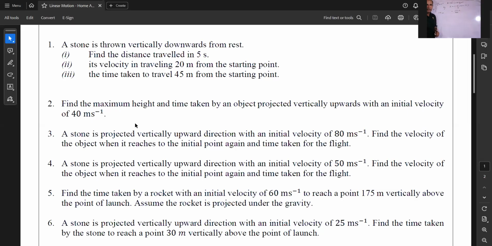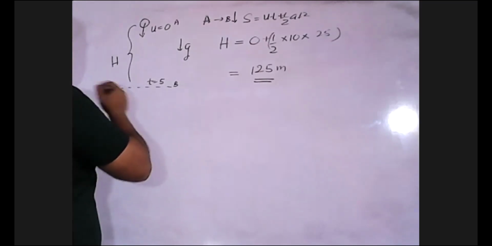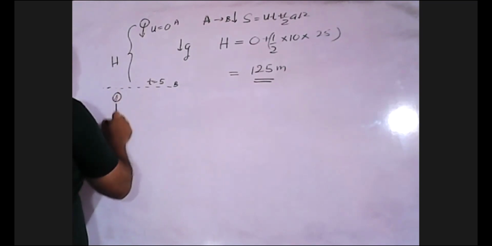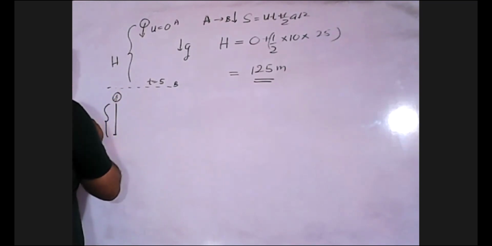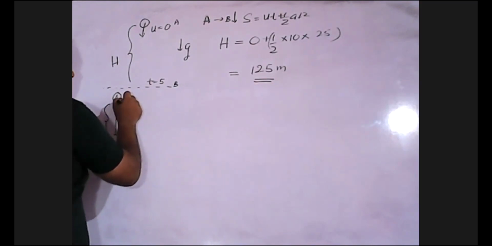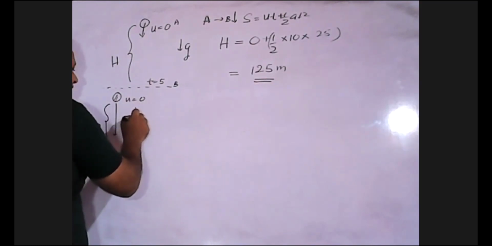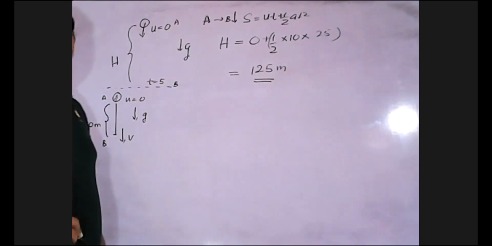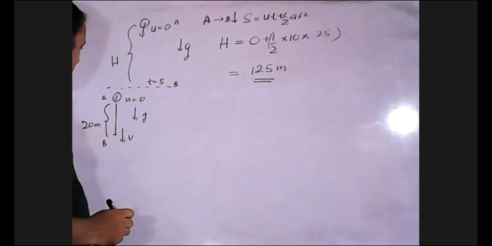The second one. Find its velocity after traveling 20 meters from the starting point. Now you know the initial velocity. The travel distance is 20 meters, u is equal to 0 and gravitational acceleration is known. You need to find v. So what is the equation you are going to use?